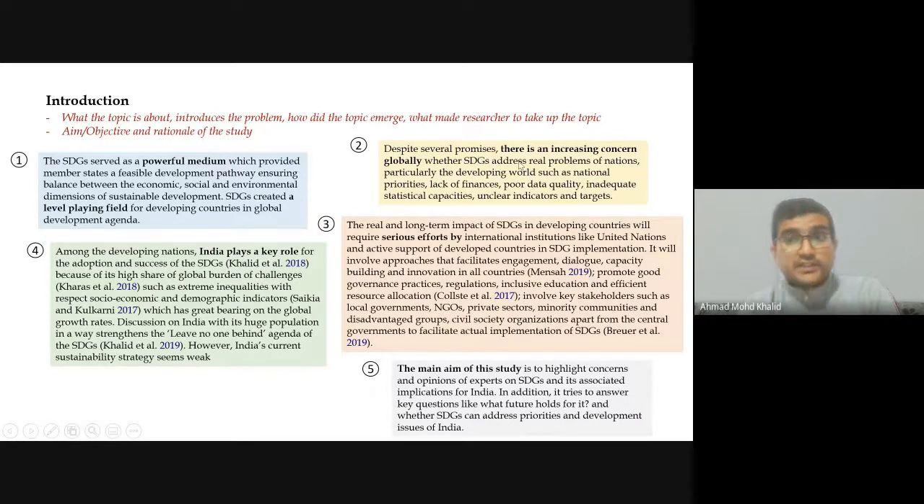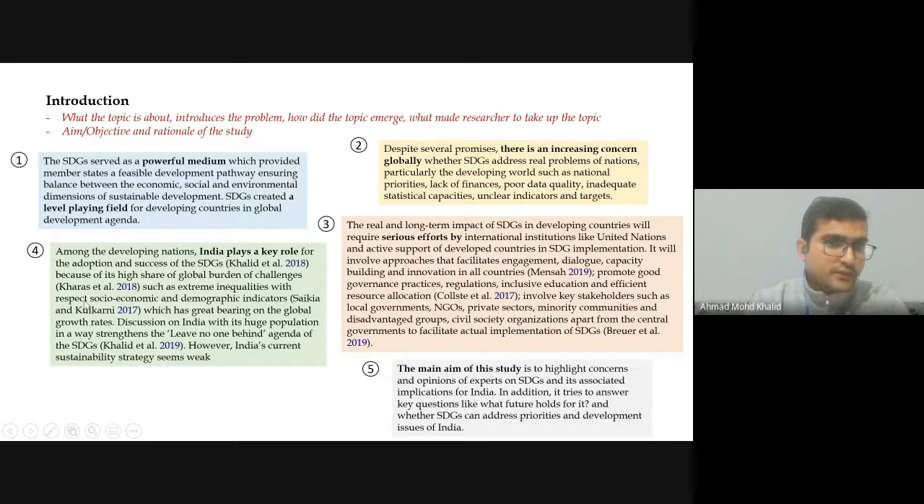Then see box two, where he also says that despite several promises of the SDGs, there is increasing concern globally whether the SDGs address real problems. So he shows that there's an increasing concern that SDGs are good, but there are also some concerns which developing nations are facing. He again changes the tone. Then if you come to box three, he said the real and long-term impacts of SDGs in developing countries will require serious efforts. He also said that this will entail serious effort by institutions like the United Nations. Then he talks about other things.